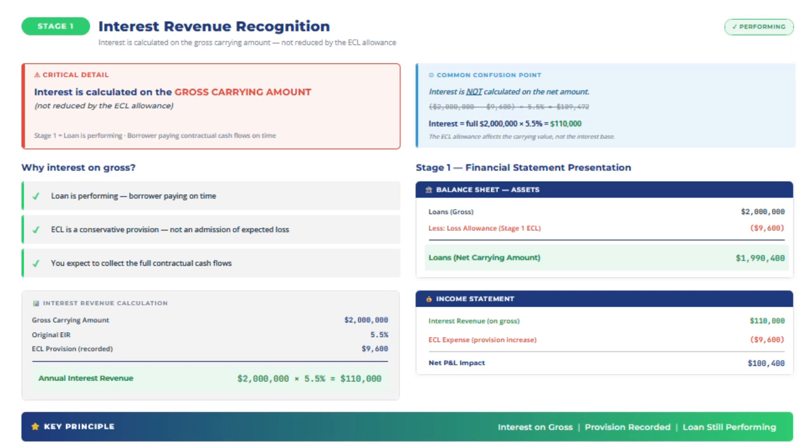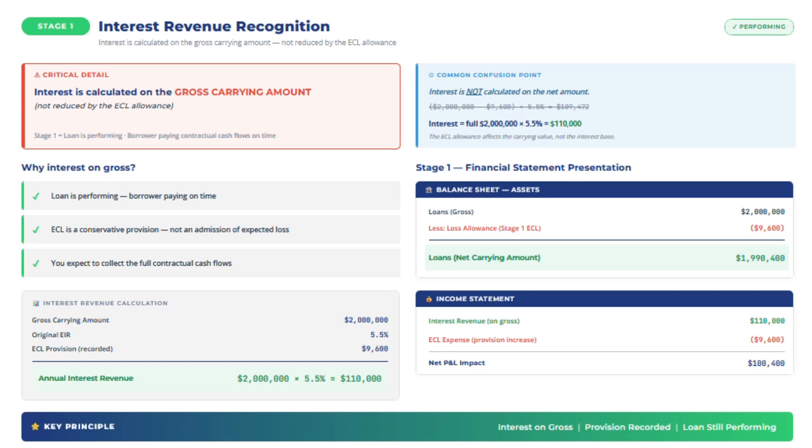But the question comes up, why interest on gross? The 3 reasons are: first, the loan is performing. The borrower is paying on time, so you expect to collect the full contractual cash flows. Second, the ECL is a conservative provision and not an admission that you will actually lose the money. And third, you are expecting to collect every dollar of the contracted interest.